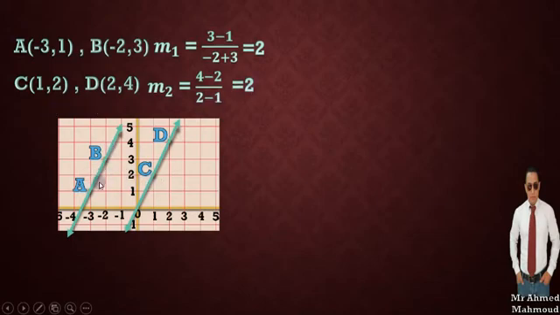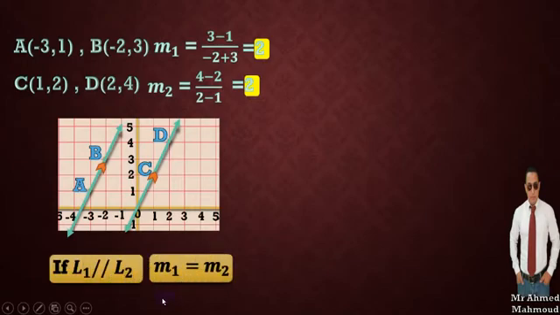By looking at the two straight lines, we notice that the two lines are parallel. So if the two lines are parallel, then their slopes are equal. If L1 is parallel to L2, as we see, then m1 equals m2. This is a very important rule: if the two straight lines are parallel, then their slopes are equal.